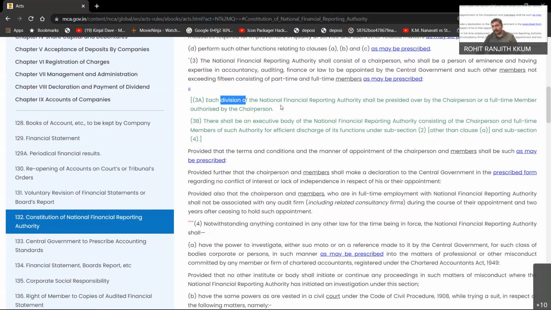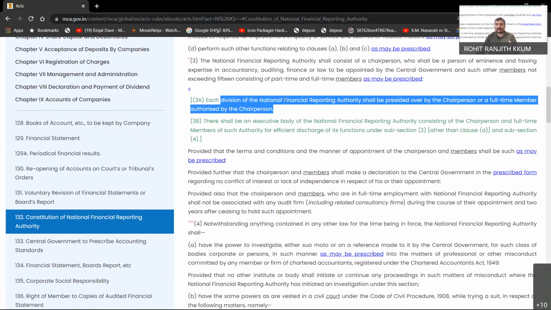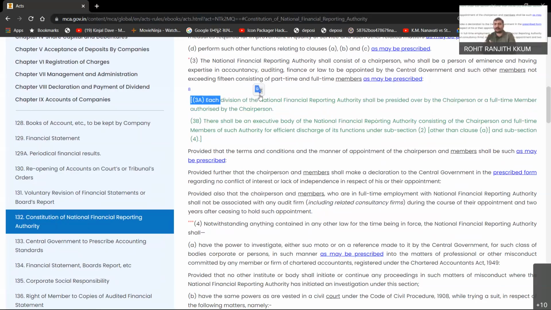Each and every division that NFRA makes, division meaning there can be a department or division for taxation, a division for accounting, a division for companies like that. So each division will have the president. Who is the president? The chairperson, and at least one full-time member will be the composition.